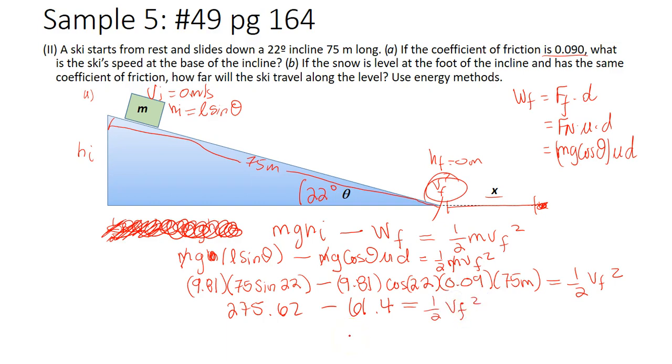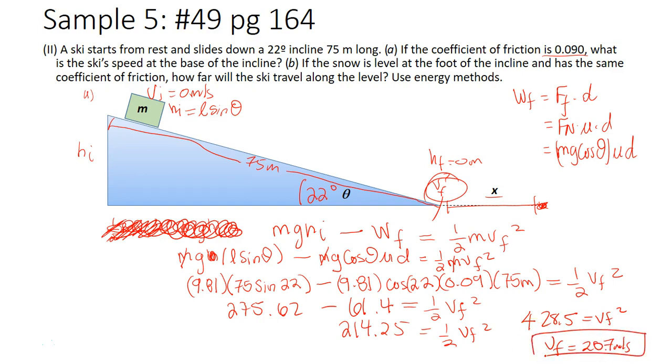So 214.25 equals 1/2 v squared times 2. So 428.5 equals v final squared. Square root of the answer. Perfect. V final is 20.7 meters per second. Okay, that is the correct answer, so that's always good.